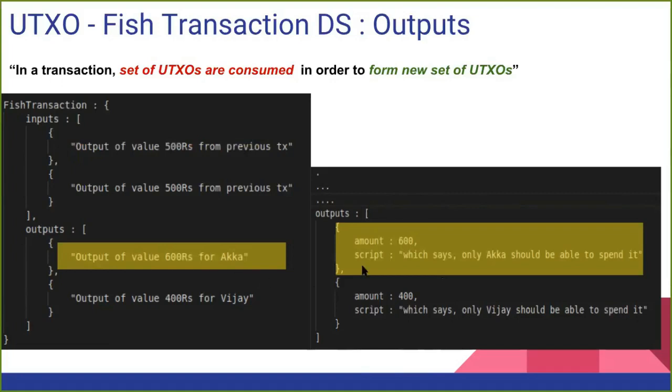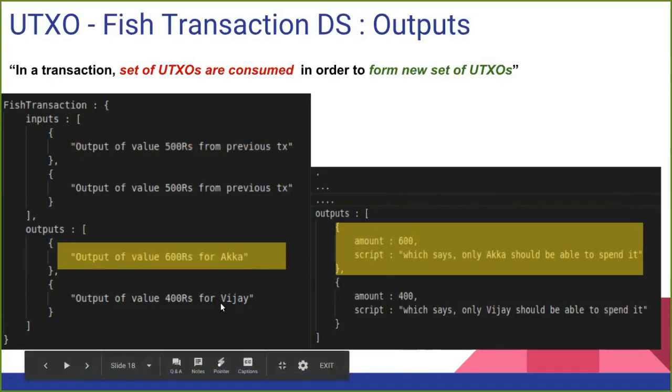As of now, I'm just calling it a script. I mean, whatever property name I can give, right? So I'm just calling it a script. This property says that only Akka should be able to spend. Similarly, for the other output, the amount of 400, only Vijay should be able to spend.